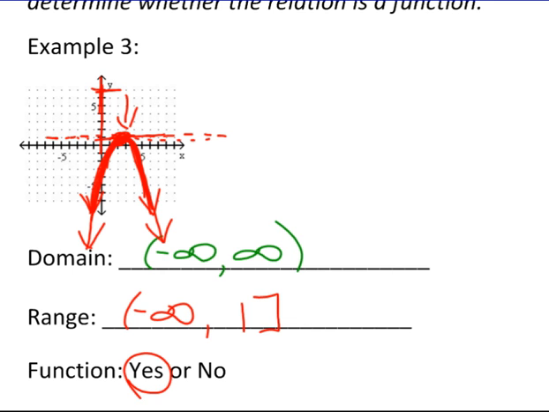Remember, when you're doing the domain and the range, if it's an actual number, 99 times out of 100, you're going to get a bracket. There are some rare circumstances where you don't. Infinity always gets parentheses.